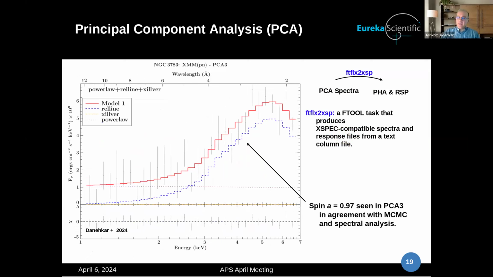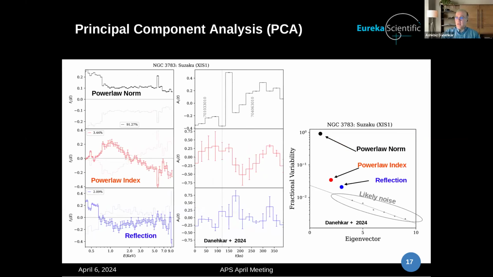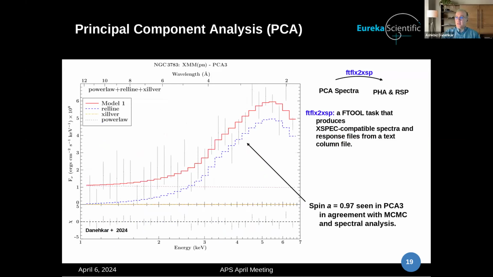I also extracted the third component, which is related to reflection. When extracted from the principal component analysis, it gives a text format file, and I converted this text format file to a file compatible with the XSPEC package. Here I fitted the reflection emission, and the value I got was 0.97, which is the same as the value we got with the Bayesian statistical analysis.